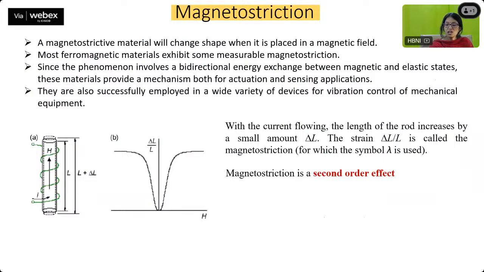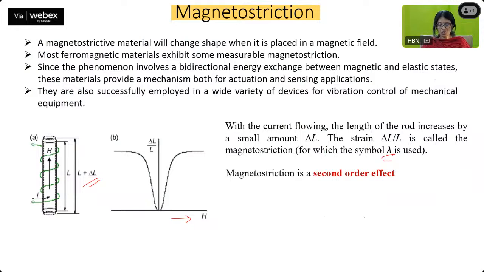So what you have is, with the current flowing, the length of the rod increases by a small amount, delta L. Once the current is flowing through this particular wire, the length of the rod changes. It was L before; once you are passing current, it changes to L plus delta L. And this strain, delta L by L, is called magnetostriction, for which the symbol lambda is used. And magnetostriction is a second order effect. So you have to understand that when you are applying a particular magnetic field over here, you will find this change in length happening, or the strain is observed, and this is known as magnetostriction.